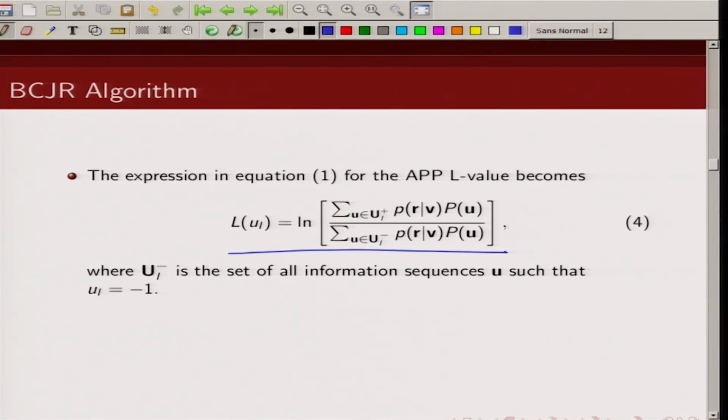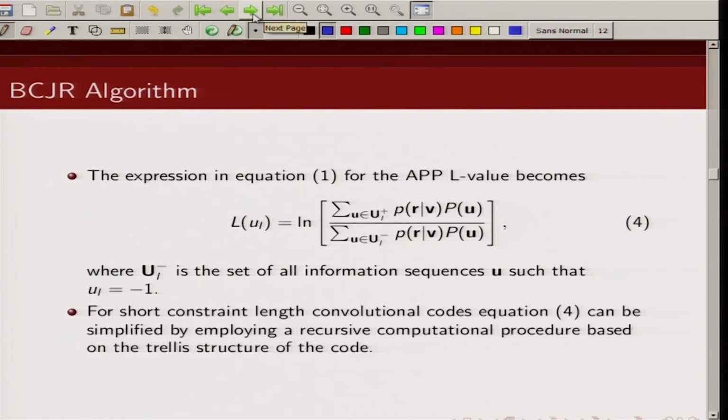Again, the APP value of U_L is given by the probability of R given V multiplied by the probability of U, where we are summing over all information sequences where the corresponding bit is plus 1. And similarly, for the denominator we are summing over all information sequences where the information bit is minus 1. We will illustrate this with the help of an example, and then things will be a little more clear.